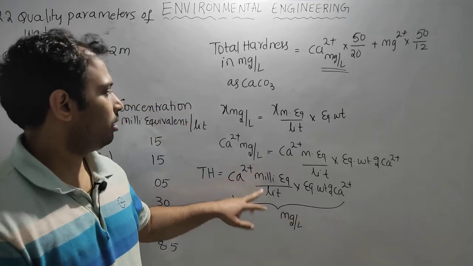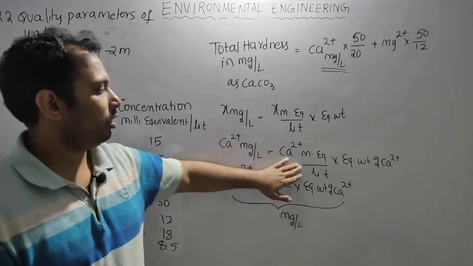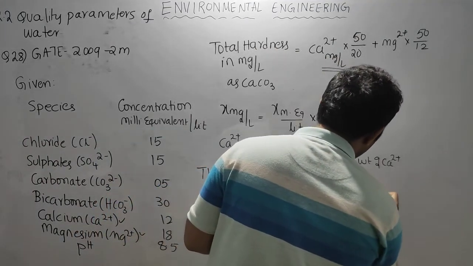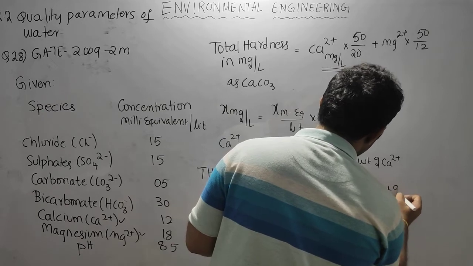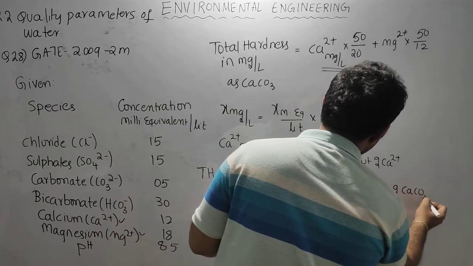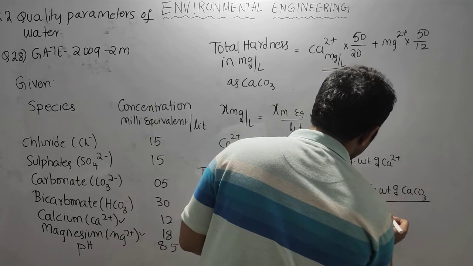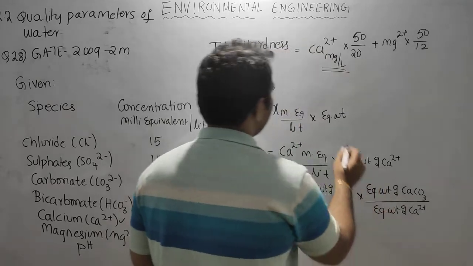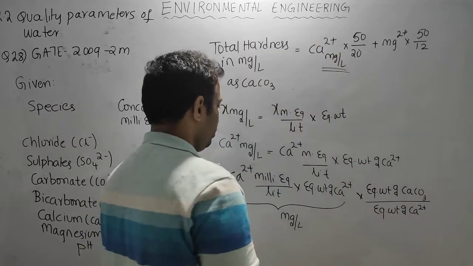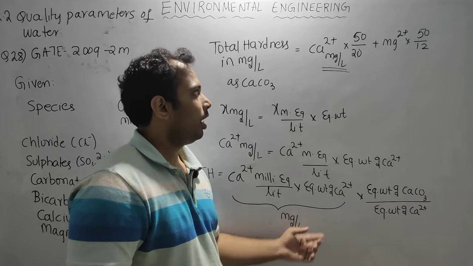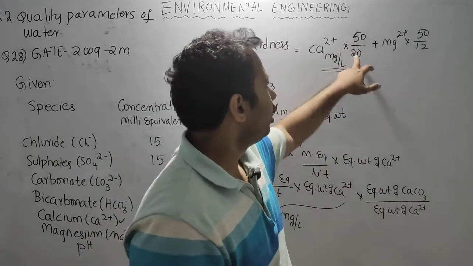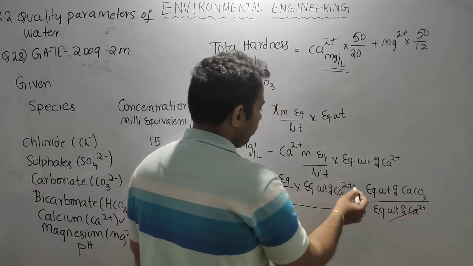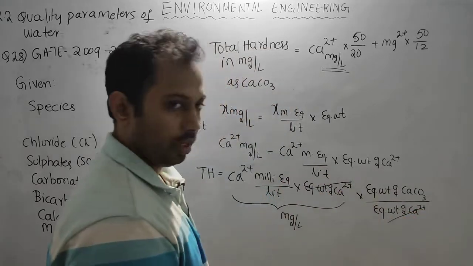Ca2+ in milli equivalent, because I have replaced this with this statement, multiplied with equivalent weight of CaCO3 by equivalent weight of Ca2+. So this already we know, this is the formula. So instead of Ca2+, I am keeping this, and this is equivalent weight of CaCO3 and this is equivalent weight of Ca2+. That means the equivalent weight of Ca2+ and equivalent weight of Ca2+ is cancelled.